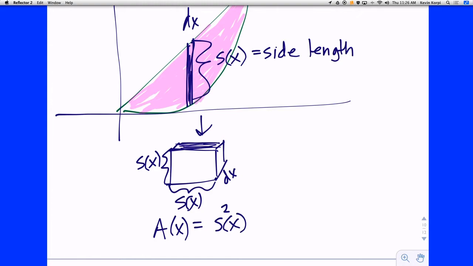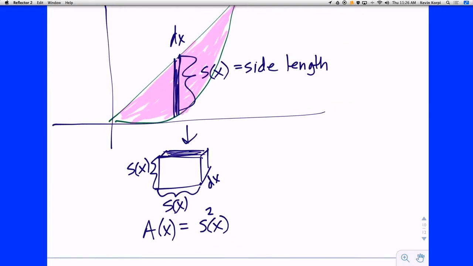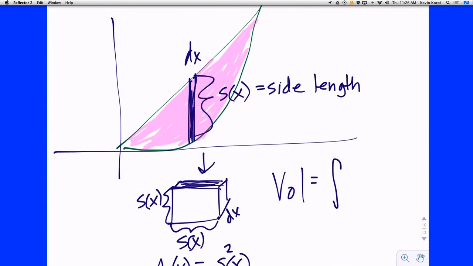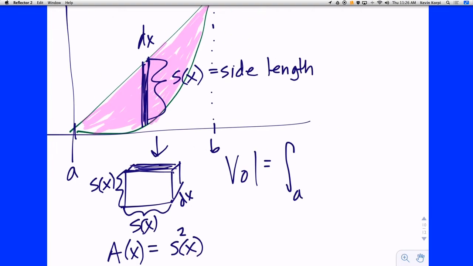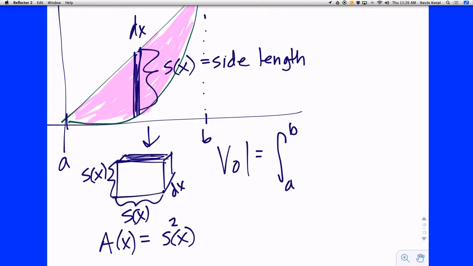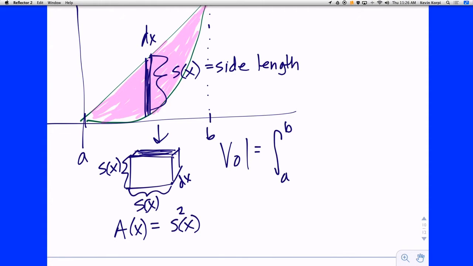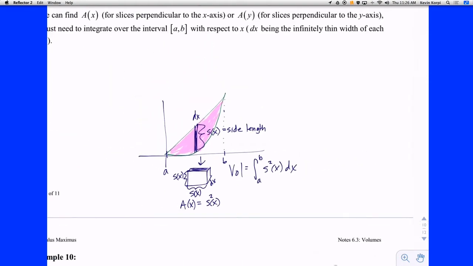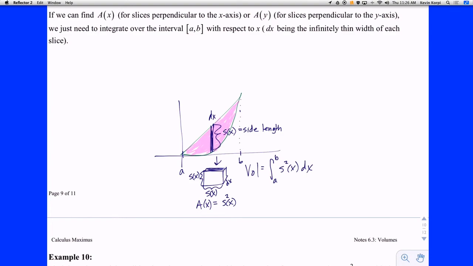Would you all agree? So the volume is going to be the sum of the infinitely thin slices from A to B of the area of the cross-sectional face, which is the square, so it's s squared of x, times the thickness of each slice, which is dx. So let's go ahead and put some numbers to this, all right?